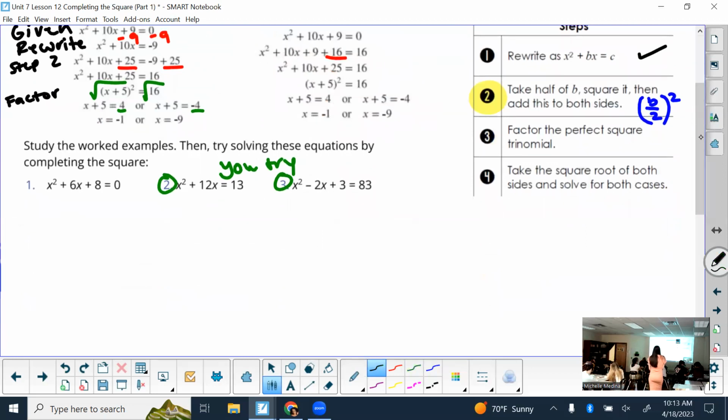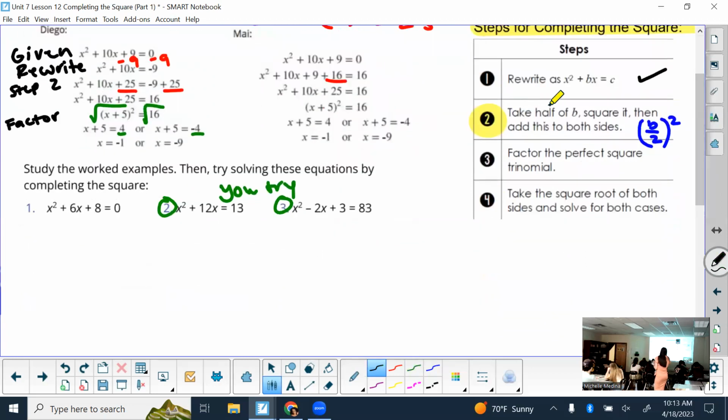I'm gonna follow the steps exactly. First step is to rewrite it. So how do I get the C to go on the other side? Subtract it. Because for this method, we don't want it in standard form. We want the C to be alone on one side. So the constant has to go with our inverse operations. So I get x squared plus 6x. What's 0 minus 8? So that's step 1.